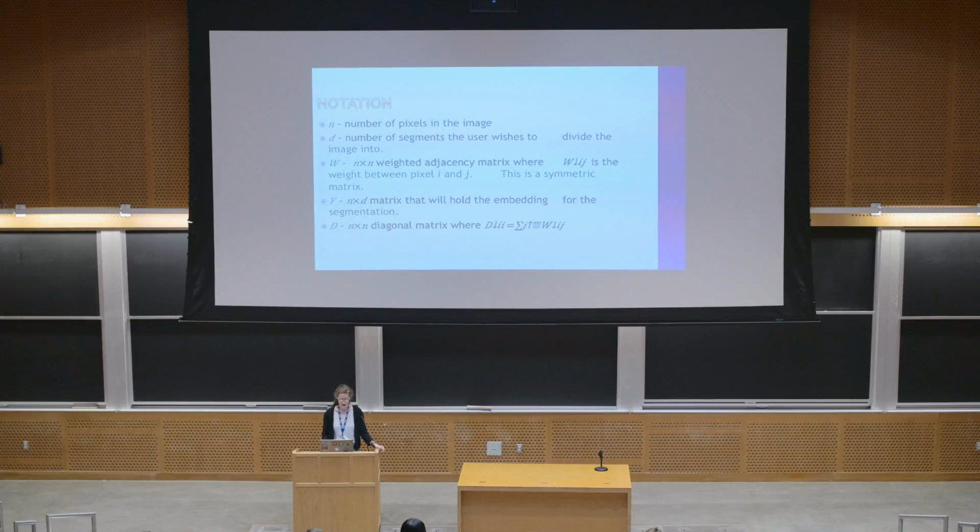And D, I don't know what's going on with this notation, but D is our n by n diagonal matrix, which just has the sum of the weights along the diagonal. So you take the rows, you sum up all the weights, and put it along the diagonal of a new matrix called D.